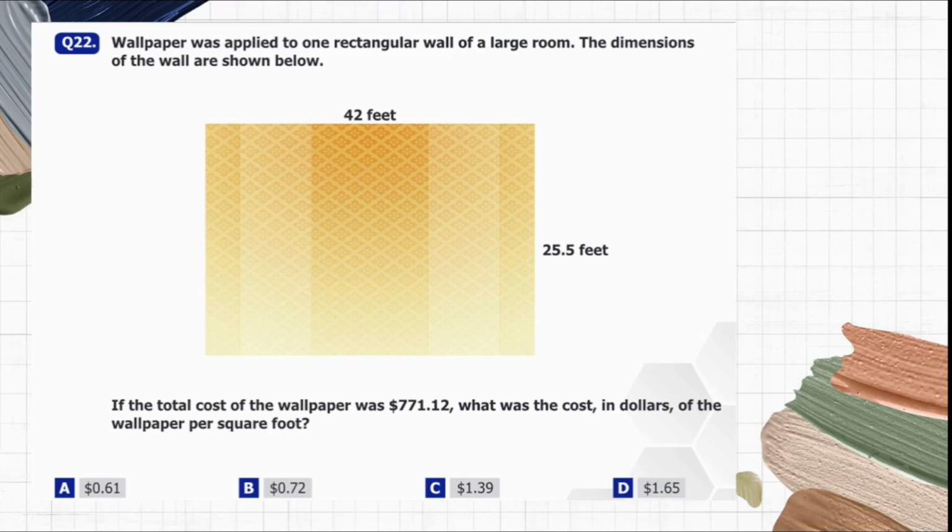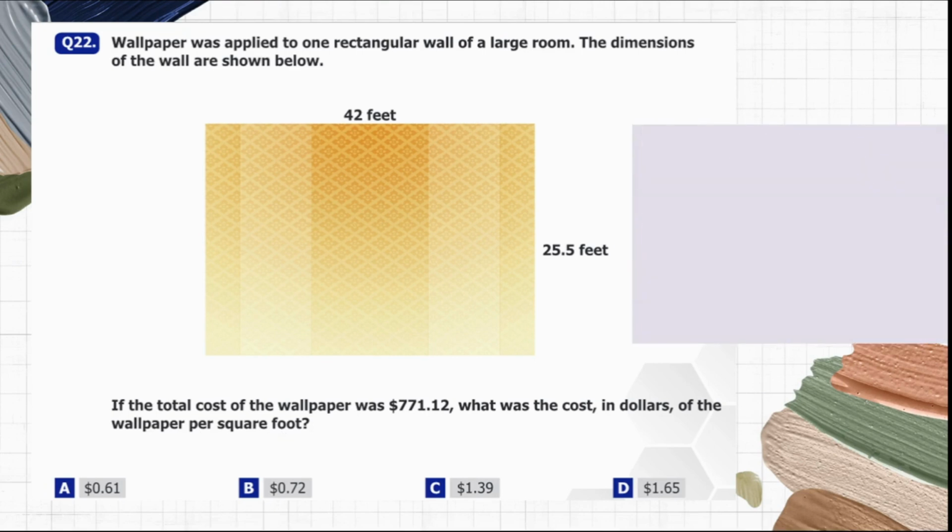Question number 22. Wallpaper was applied to one rectangular wall of a large room. The dimensions of the wall are shown below. The length is 42 feet and width is 25.5 feet. If the total cost of the wallpaper was $771.12, what was the cost in dollars of the wallpaper per square foot?